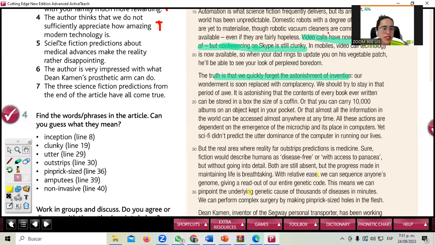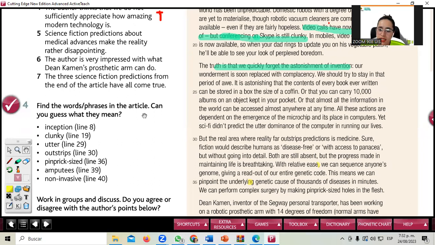So science fiction predictions about medical advances make the reality rather disappointing. I would also consider this one false, because it says reality far outstrips predictions, like exceeds. The reality exceeds the predictions. Yes, very good. I would say it's false.